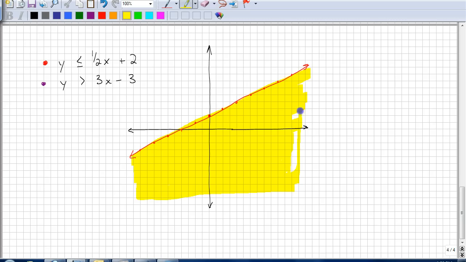Okay, so now we want to answer the rest of this problem. We want to graph the other equation here. I'm going to do this one in purple. So this one says y is greater than 3x minus 3. So my y-intercept here is going to be a positive 3.